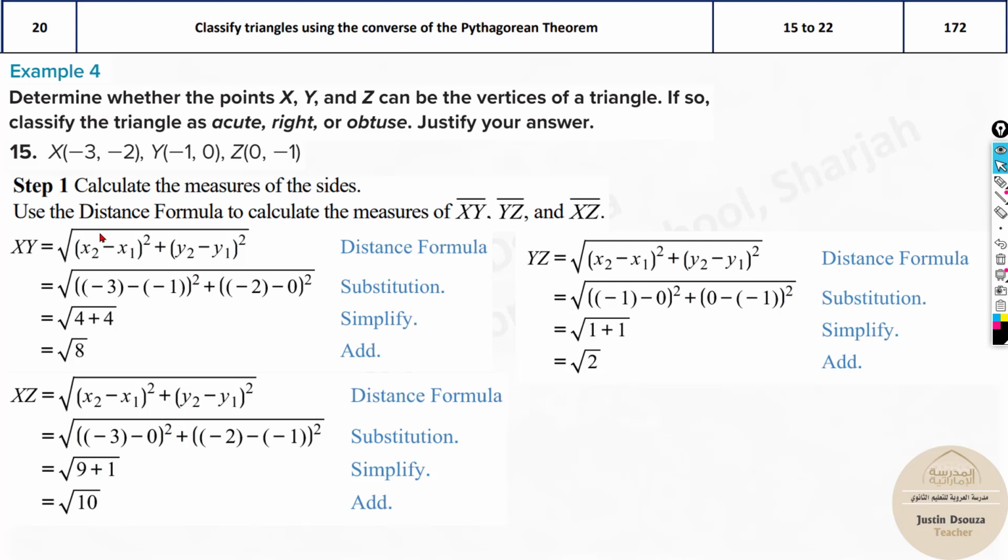It is very simple. It's just root of (x2 minus x1) the whole square plus (y2 minus y1) the whole square. Find the distance. It's up to you to select the points. You can choose X, Y. If you choose these two, then the next one will be Y, Z and ZX or XZ. 3 lines will be selected, okay? There won't be more lines, only 3 lines because there are only 3 points.